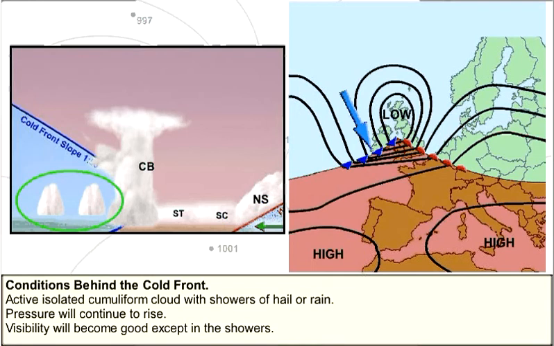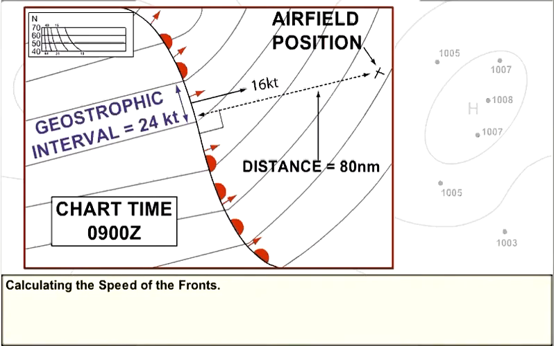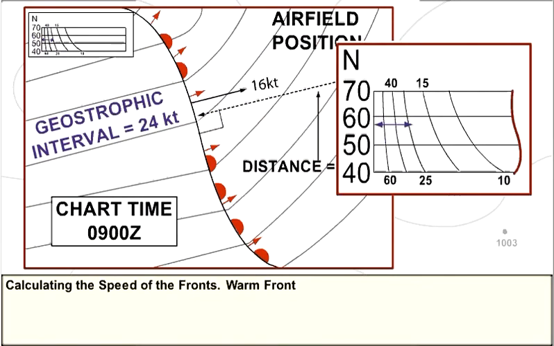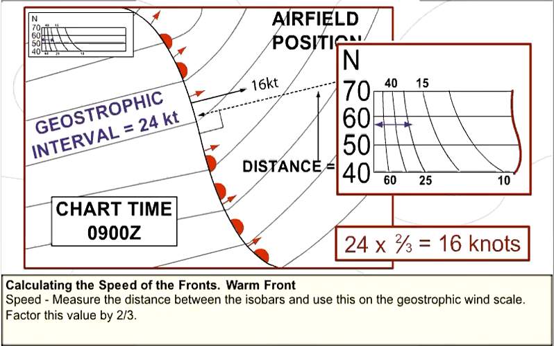Having seen the weather expected with the passage of the polar front depression, we will now examine how it is possible to calculate the movement of the fronts themselves. The speed of movement of a warm front can be estimated using a simple technique. All you need is a weather chart with a geostrophic scale on it. Measure the isobaric spacing on the front like this. Use that measurement on the geostrophic wind scale and then multiply the answer by 2/3. This gives the approximate speed of the front.